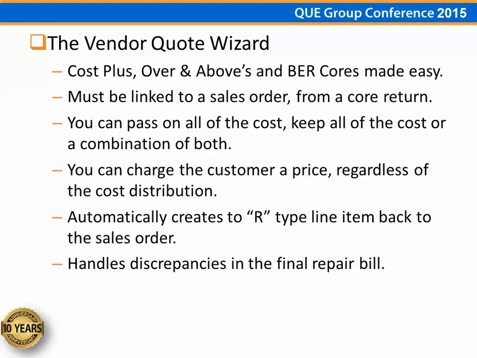And then I'll show you there's also a functionality in there where, if there's a discrepancy in the final repair bill, let's say you approved a certain amount and that's what you passed on to the customer, at the end of the day the vendor invoice comes in and it's different. There's an option there where you can tell accounting or Quantum how you want that to be handled if that happens. And that's on a transaction by transaction basis.